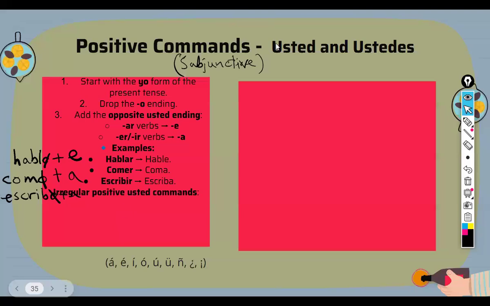There are a few irregular positive usted commands, right? Because again, we're forming it from the subjunctive. So if the subjunctive is irregular, then the command will be irregular, right? Luckily, there are not that many irregular subjunctives. So vaya, you want to tell a person to go, right? Sea, be. Esté, be again. And dé, give.